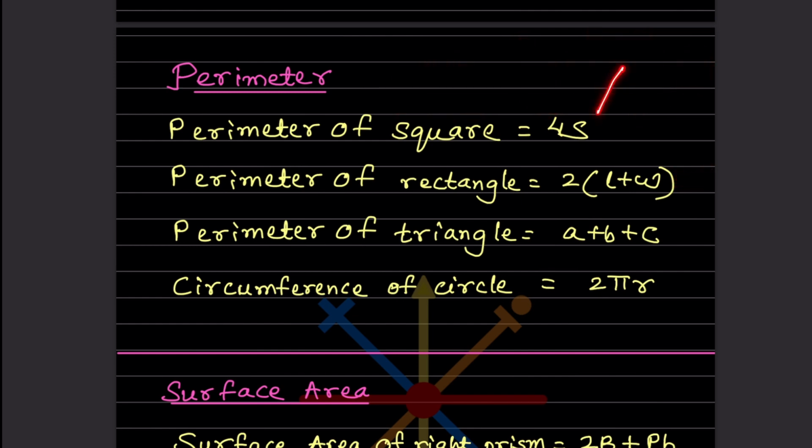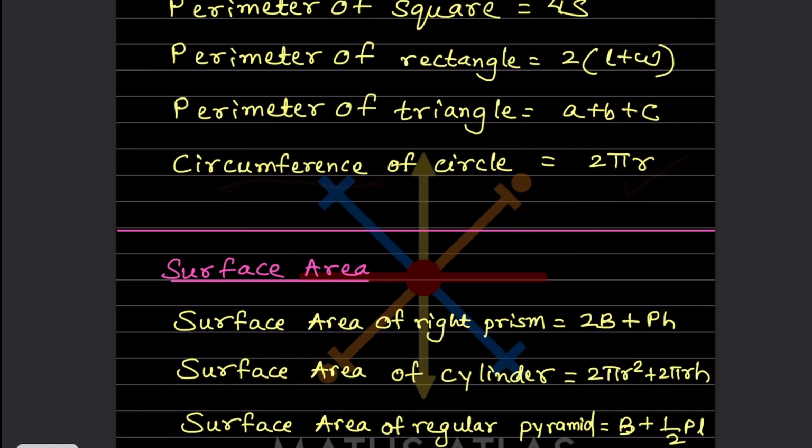And the perimeter of a triangle: if this side is A, this is B, this is C, you are going to add all A plus B plus C. And for a circle we don't say perimeter, we say circumference of circle, that is 2 pi r.